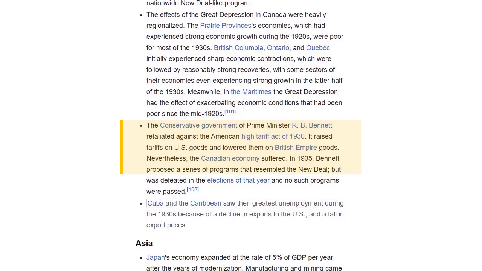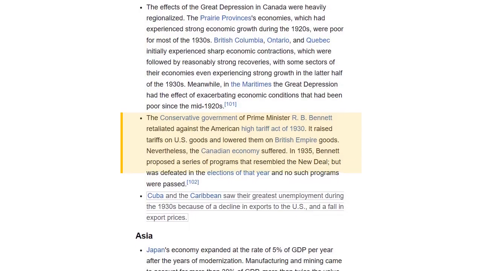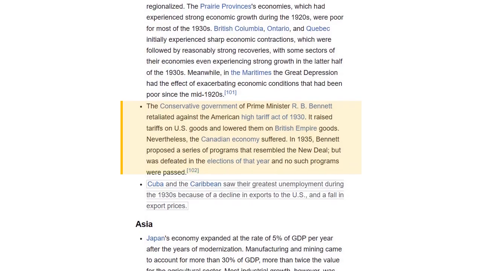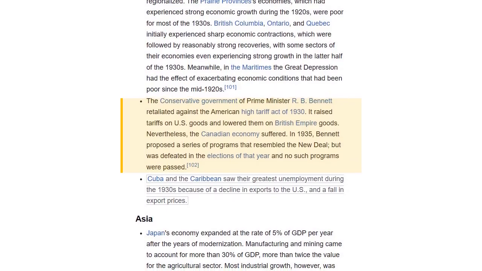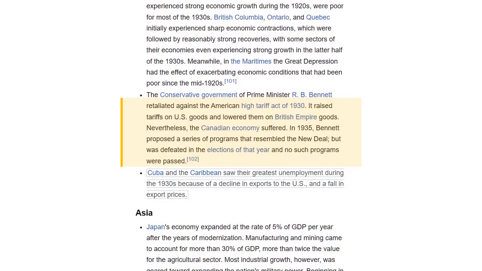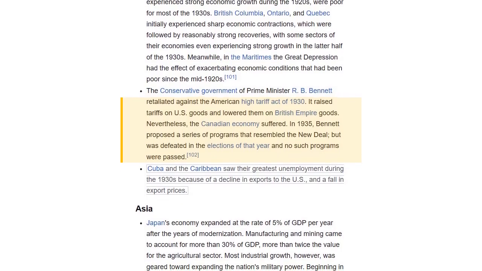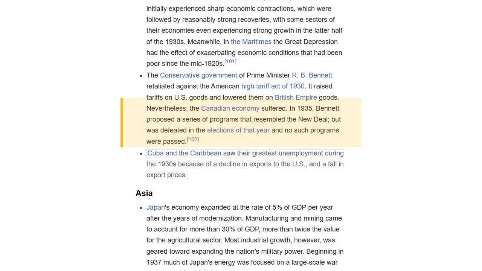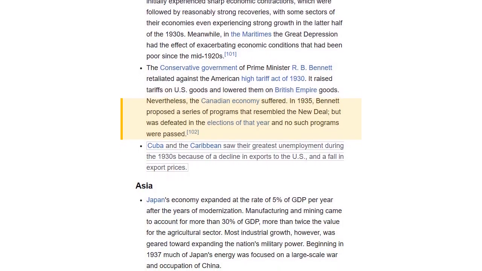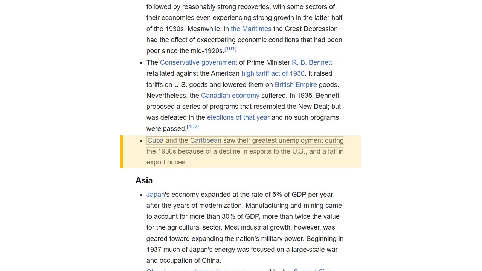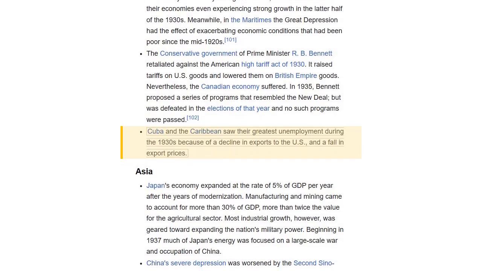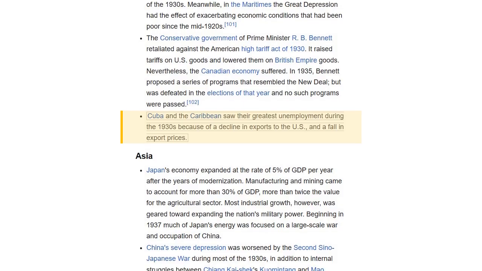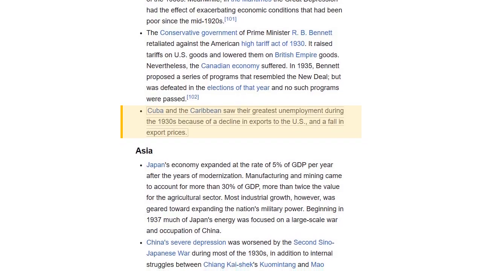The Conservative government of Prime Minister R.B. Bennett retaliated against the American High Tariff Act of 1930. It raised tariffs on US goods and lowered them on British Empire goods. Nevertheless, the Canadian economy suffered. In 1935, Bennett proposed a series of programs that resembled the New Deal, but was defeated in the elections of that year, and no such programs were passed. Cuba and the Caribbean saw their greatest unemployment during the 1930s because of a decline in exports to the US and a fall in export prices.